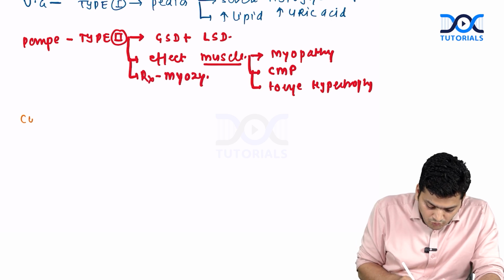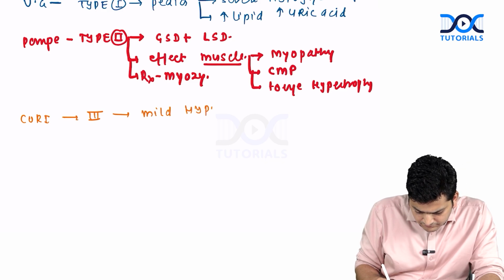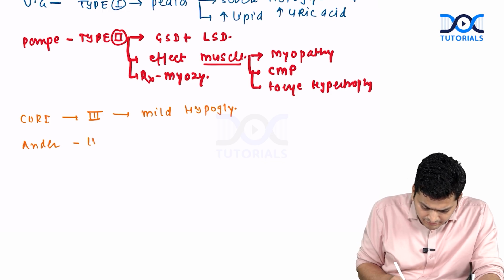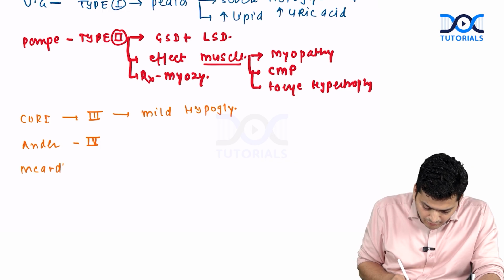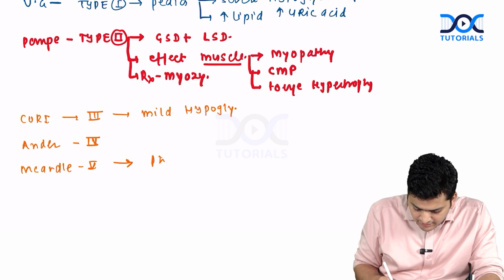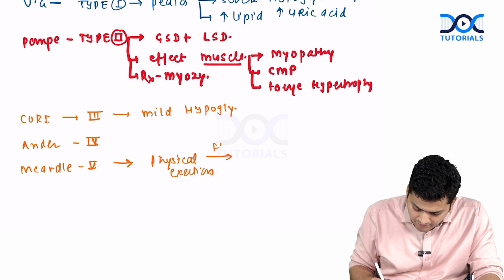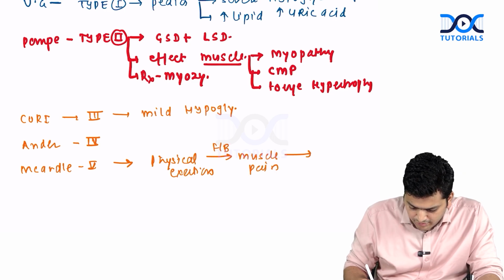Then we have discussed Cori. Cori is type 3. It is mild hypoglycemia. Anderson is not very important. That is type 4. Then we have discussed McArdle. Very important. McArdle, how are we going to make the diagnosis? They will say, whenever the patient is doing physical exertion, this is followed by muscle pain, and this muscle pain is followed by dark urine.